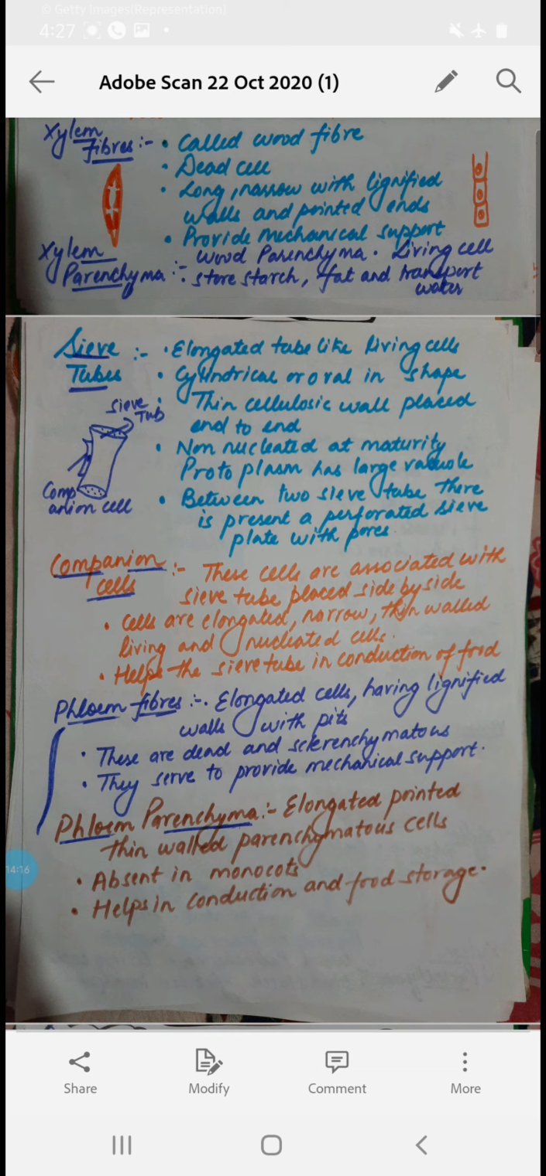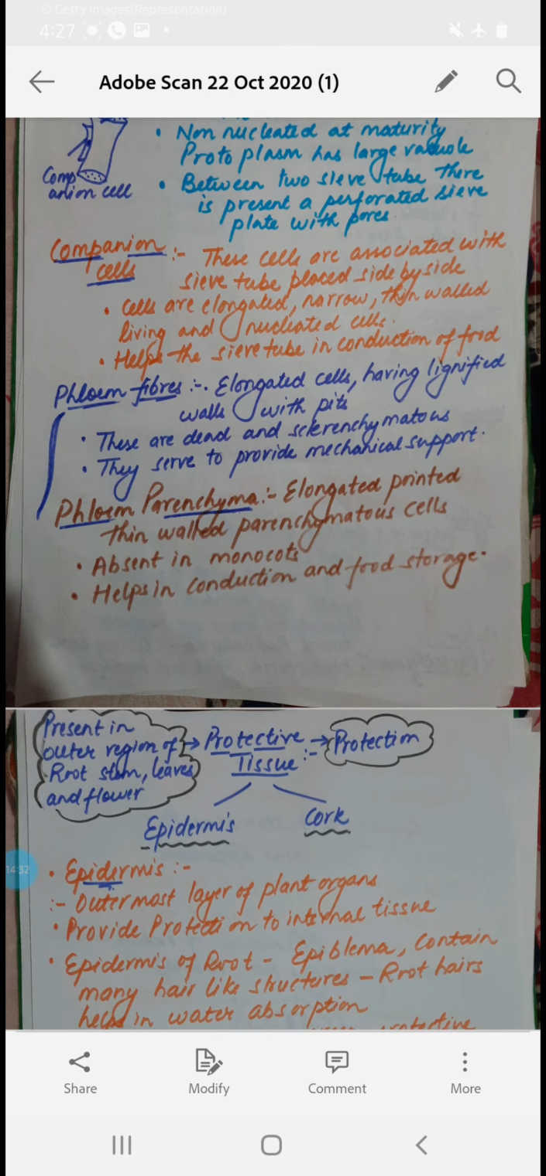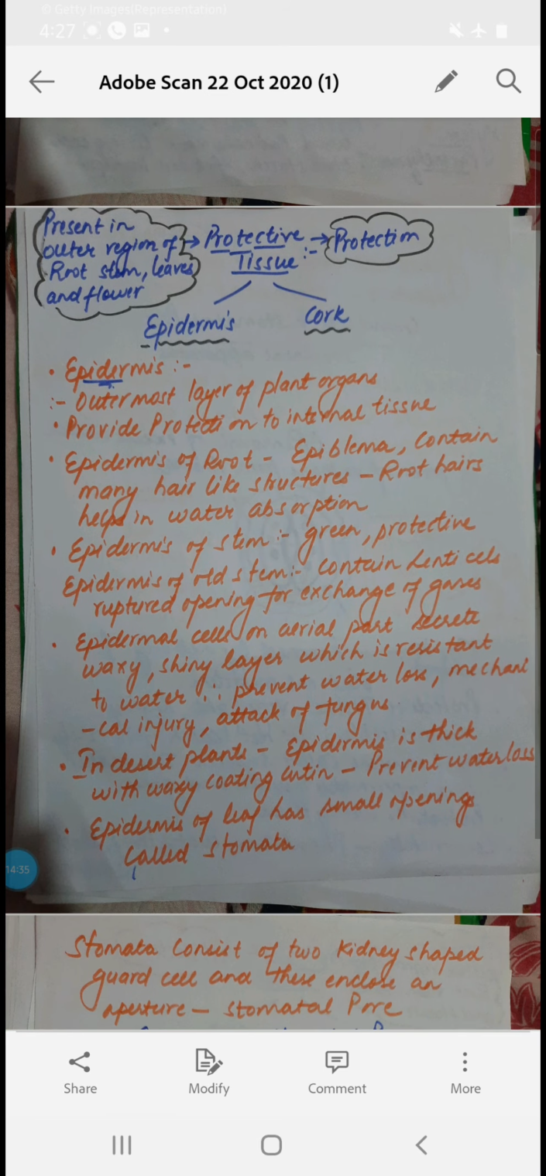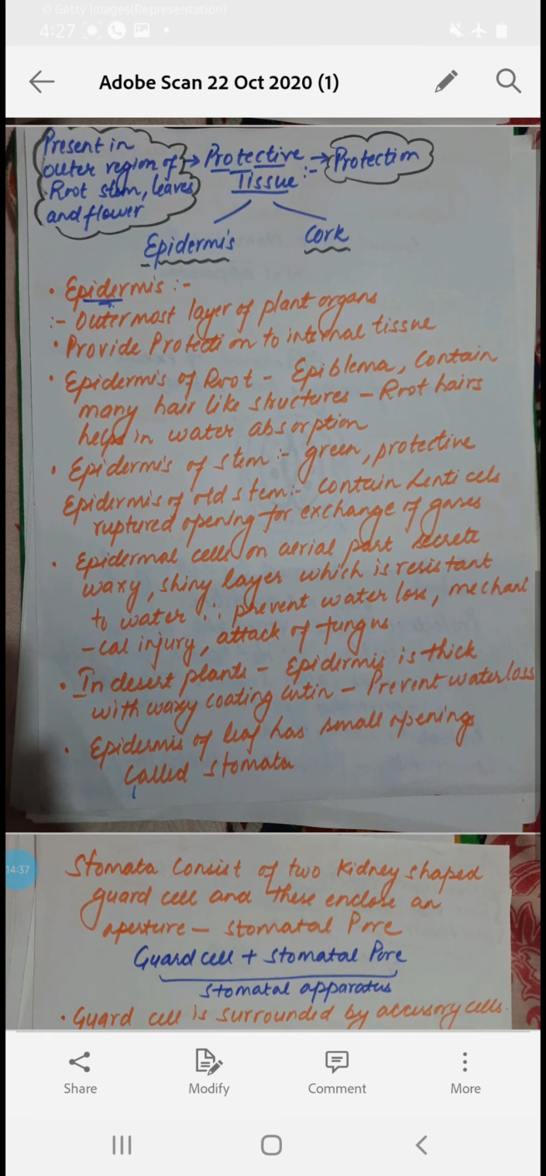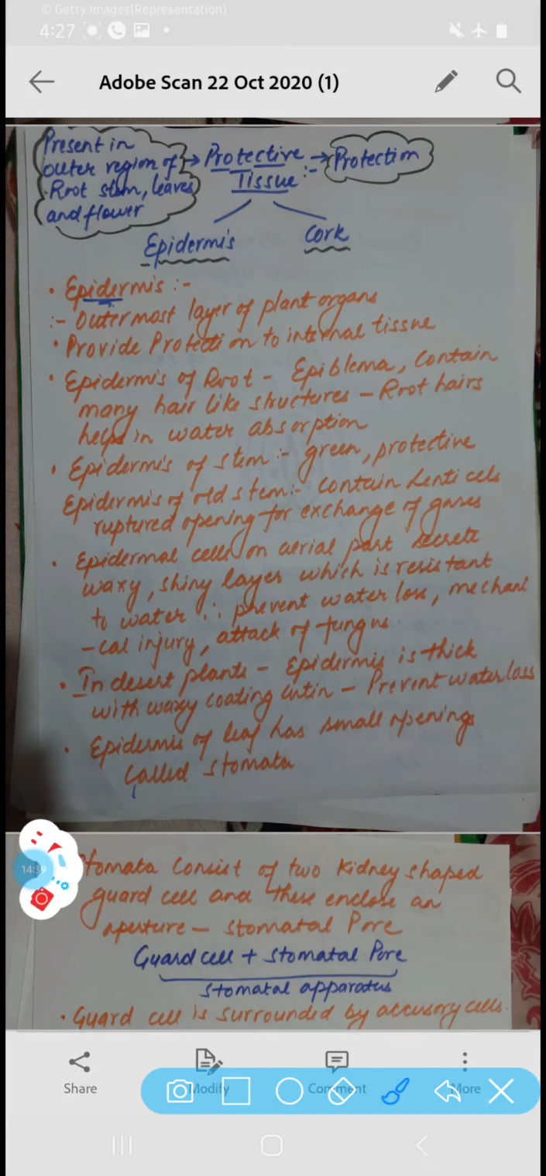Okay, and this phloem fiber is also termed as bast fiber. Clear? Now this was all about the complex permanent tissue. Now we will start with the last kind of the plant tissue, that is protective tissue.